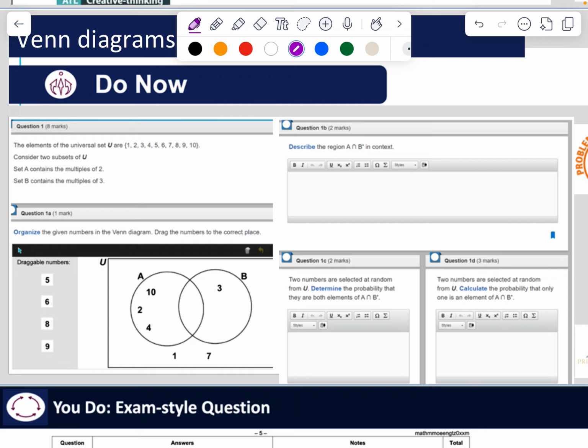Hi, so this is the grade 9 lesson on Venn diagrams. Right, so this is an exam question. First thing, for one easy mark, you have to just put 5, 6, 8, 9 in the correct groups.